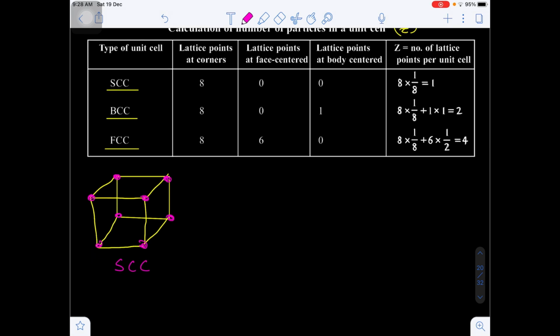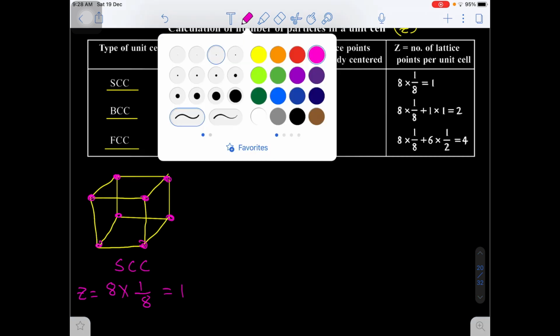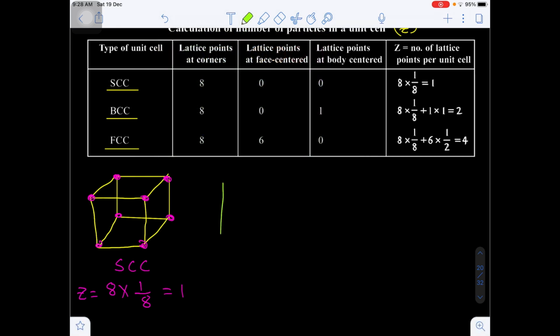So there are 8 particles, and each particle's contribution will be 1/8. So overall you will get only one particle present in the simple cubic crystal. Yes or no? Next come to the BCC.